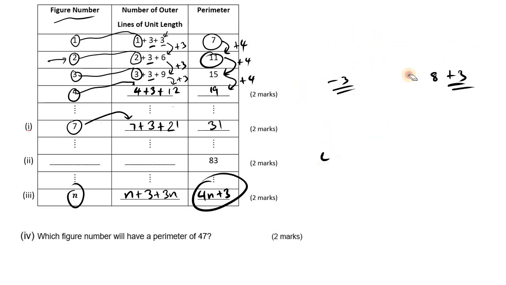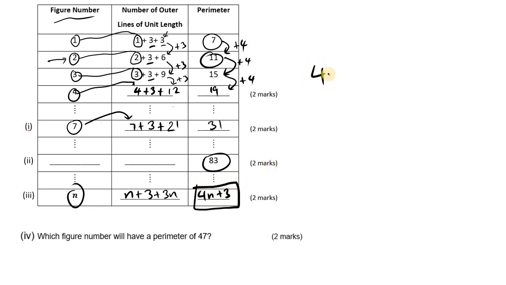We have gotten all the different cells in that table corrected. Which figure number will have a perimeter of 47? Well, we still have to complete this one, right? Yes, we have to complete that one. Now, notice that the formula for the values in this column here is 4n plus 3. So 4 times the figure number plus 3 will give us these values. So when 4 times the figure number n, plus 3 gives us 83, we can determine what the figure number is.